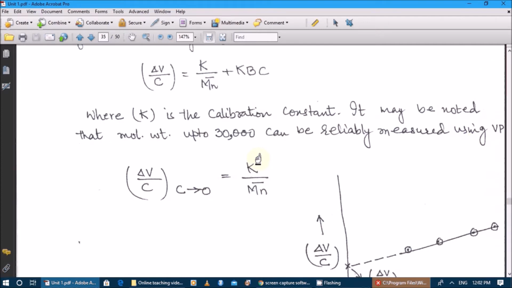vapor phase osmometer. In the same way, we can try to find out delta V over C, where C is tending to 0. So the second term on the right hand side, KBC, will become 0 because C is 0, so the entire term KBC will be 0. So delta V over C, where C is tending to 0, is equal to K over Mn bar.